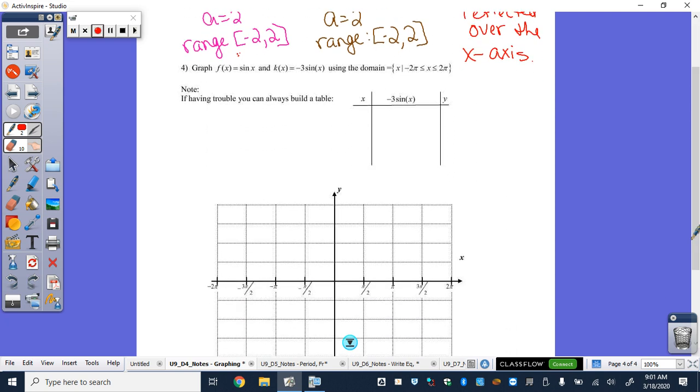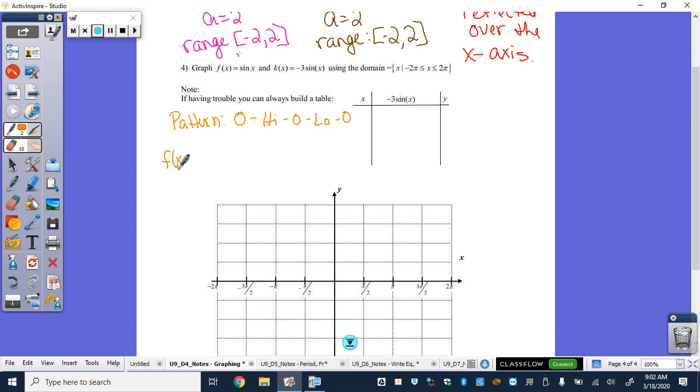Okay. Number 4. We're going to do f of x equals sine x, k of x equals -3 sine x over the domain of -2 pi to +2 pi. If you are having trouble, you can always build a table. You can use your calculator to help you get a table of values. For our sine curves, the pattern is 0, high, 0, low, 0. That is the pattern that it always follows.